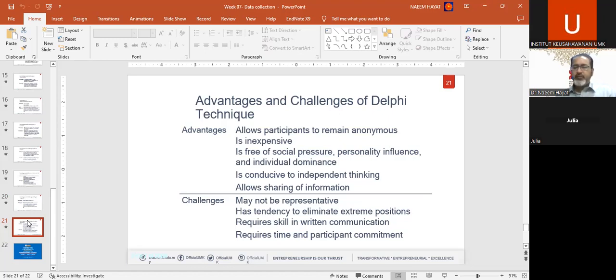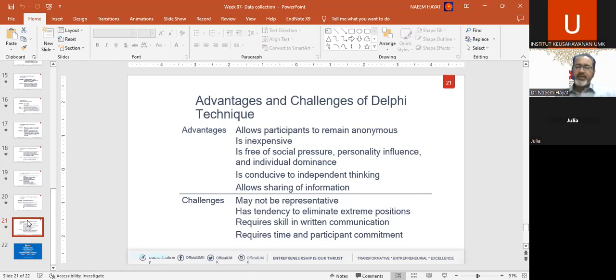It is conducive for independent thinking. It means people are giving their own thoughts, their own understanding. So it allows the sharing of information. These are some of the advantages. Related to the technical challenges, the views may not be reflected. Sometimes when we call some expert or representative who represents some community, mostly it is convenience based. So it may not be actual.